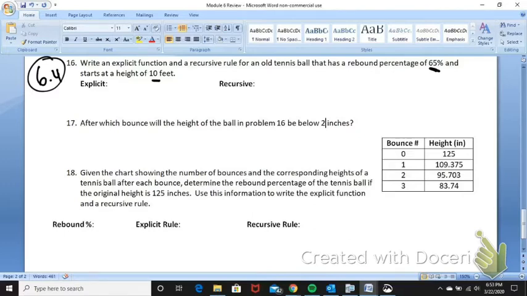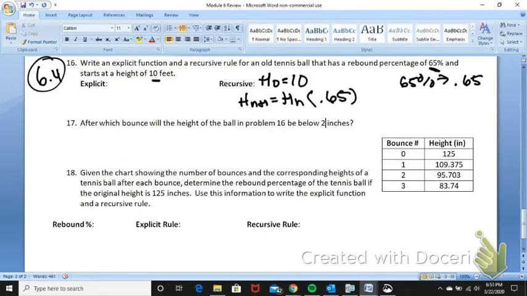So I'm actually going to start with the recursive rule because if you remember back in that section, we started with the recursive rule first. So our initial height, I'm going to call this H because we're talking about height, is going to be 10 because that's where we're going to start out. So we're going to go H n plus 1 equals Hn, and then because this is exponential, we're going to be multiplying. Now the 65%, we need to change that into a decimal, which is going to be 0.65. So there you go. There's your recursive rule, pretty easy.